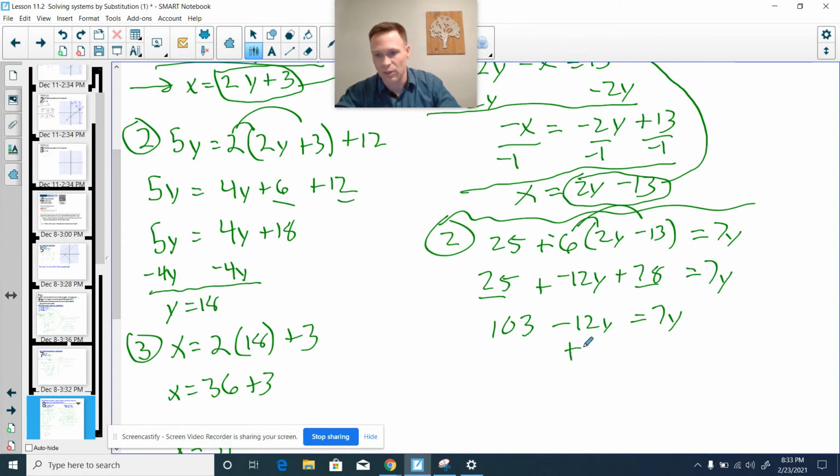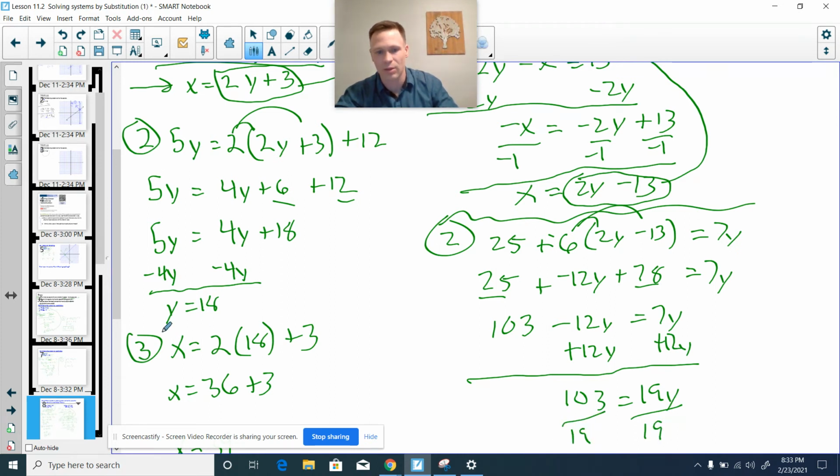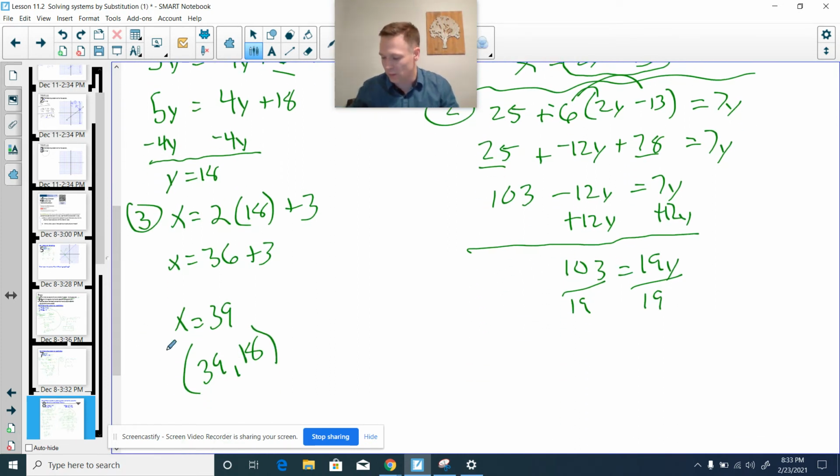And then the last thing to do here, 2 more steps. I'm going to add 12 to both sides. Plus 12y. I'll get 103 is equal to 19y. Divided by 19 is my last step. This one's kind of a beast. I told you guys that. So divided by 19. And we don't get a very nice answer. We get y is equal to 5.42. Not so super nice, but this is what we get.